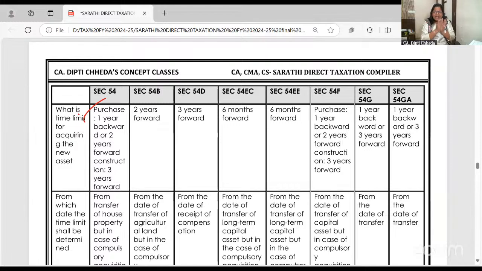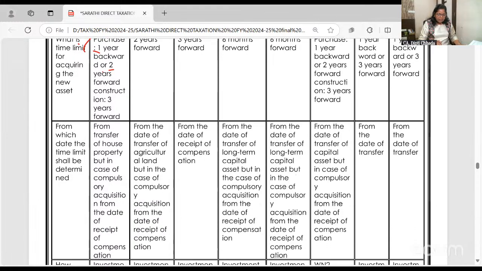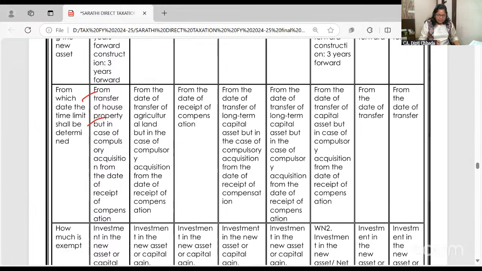What is this? Date of transfer. One year backward or two years forward. And if you're constructing, then three years forward, right? From which date? From the date of the transfer.